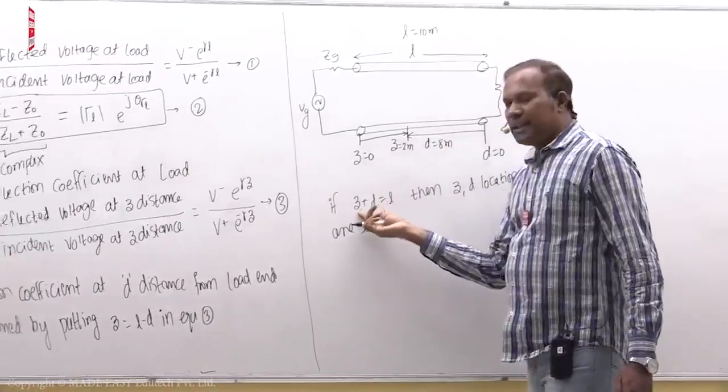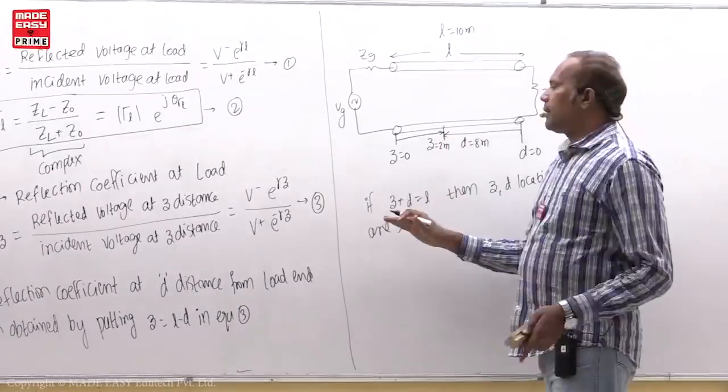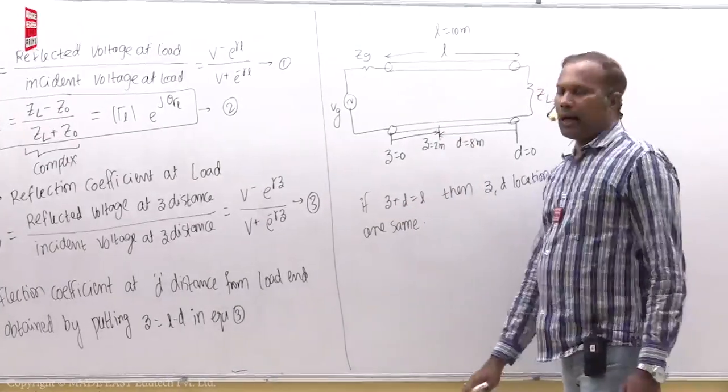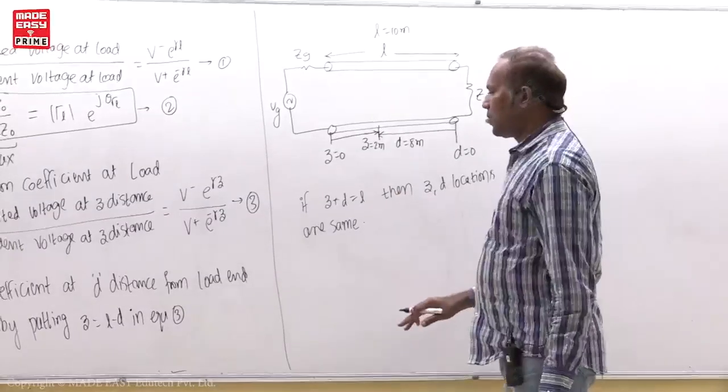Why are you substituting this in the equation? To make sure that both the locations are the same. That is why you have to substitute. That is written here.